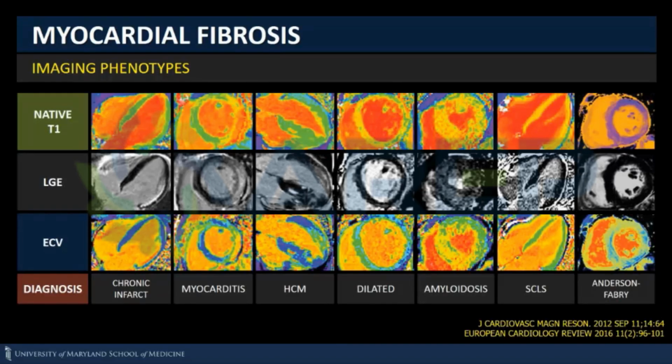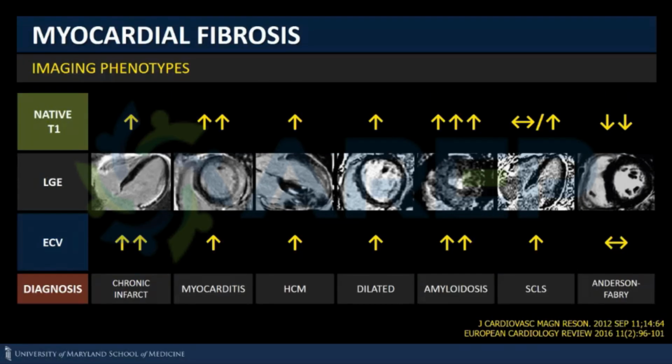And with that, we almost get a spectrum of different changes. We know that with different disorders, we'll see different patterns of enhancement when we look at the native T1, when we look at late enhancement, and certainly when we consider the amount of expansion of extracellular volume. And again, when we look at this, we can see these patterns, and those all help us to determine the type of abnormality. Certain ones are associated with more significant increase in T1 values, certain ones with expansion of extracellular volume.